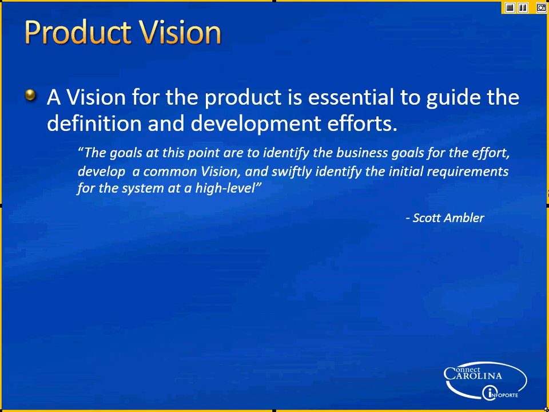So, a guy named Scott Ambler is one of the lead thinkers, if you will, in product development, but also in Agile. Defined what it means to have the vision. And says, identify what are the business goals. And that applies to what we're doing internally, it applies to a product. What's the vision? And what are the initial requirements, right?